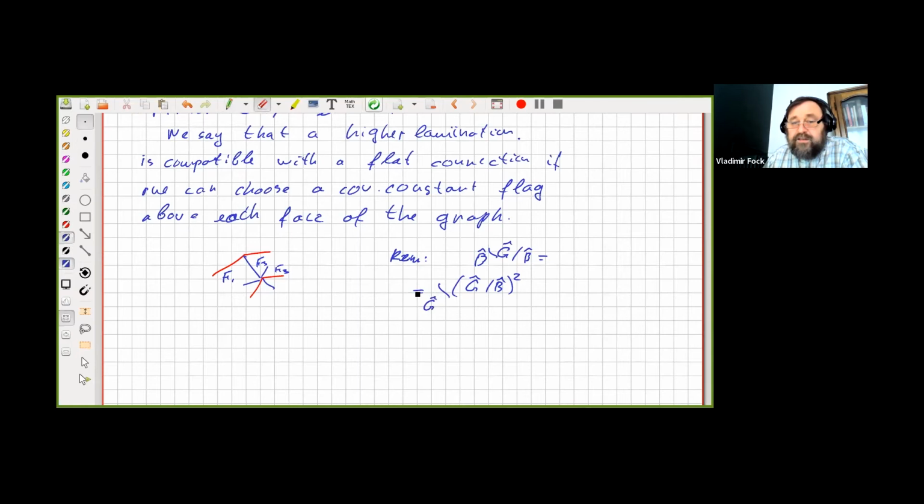This is a statement which is true for just any group and subgroup. It's not about G hat and B hat. You have a group and subgroup, and the double quotient from left and right is the same thing as a single quotient from the right, squared, by G from the other side. So this set can be imagined as pairs of flags quotiented by the action of the group.